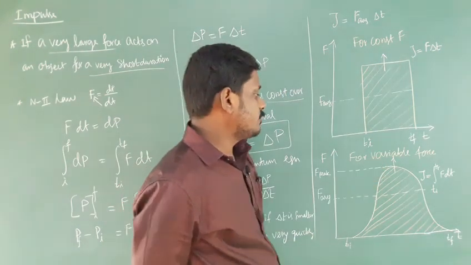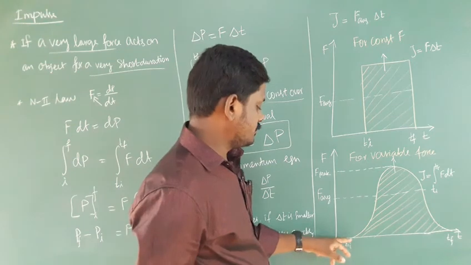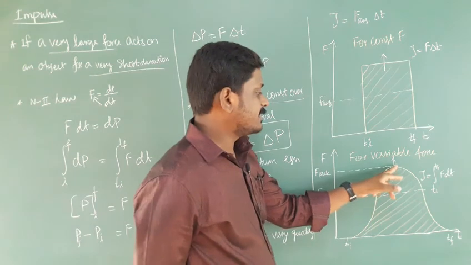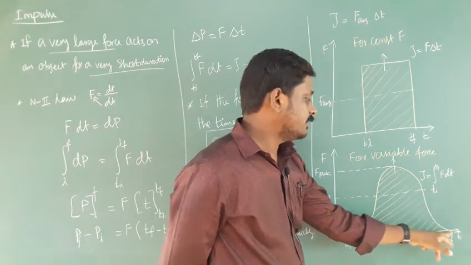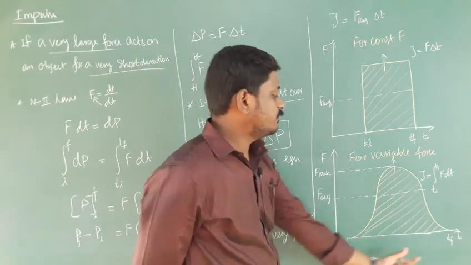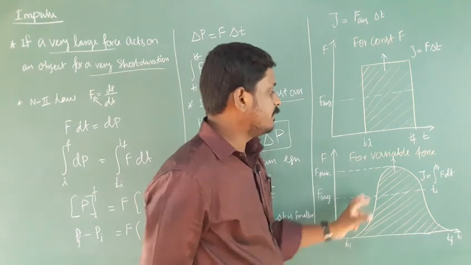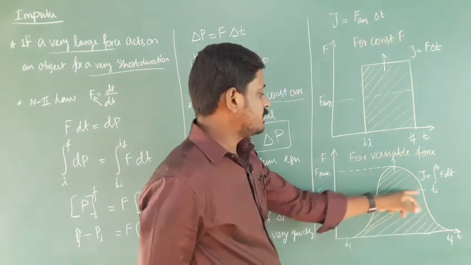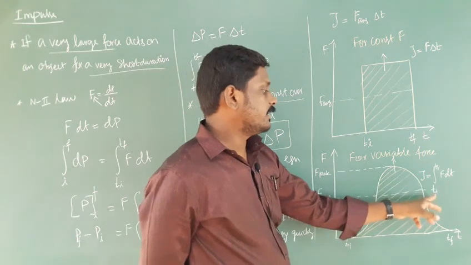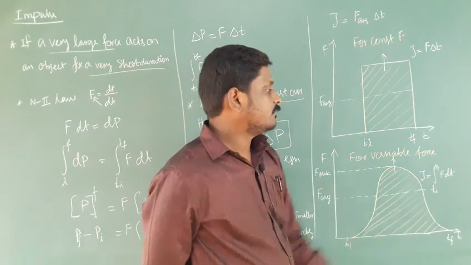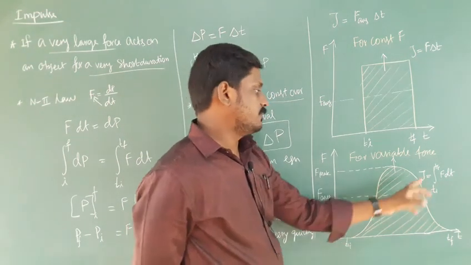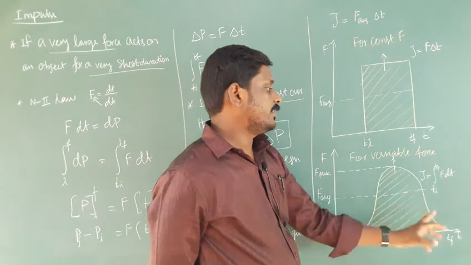If it is a variable force, the value of force at the initial time keeps on changing, reaches a maximum, then keeps on decreasing until it reaches 0. From the initial time to the final time, this is the variable force, and here is the F average and the peak, F peak. The impulse J is equal to the integral from t initial to final of F dt. If it is a constant force, J is equal to F delta t. If it is a variable force, it is the integral from initial time to final time of F dt.